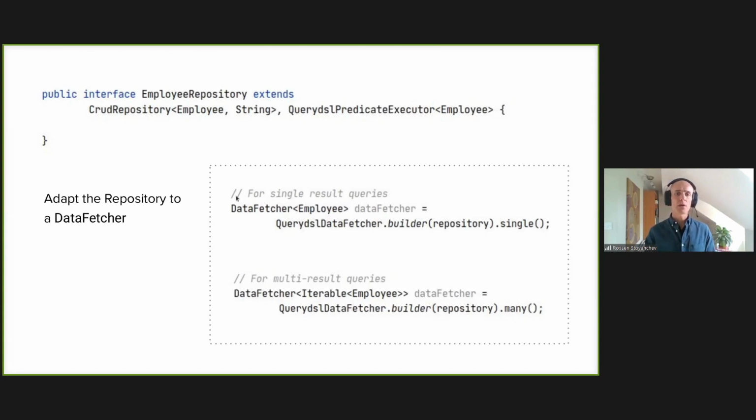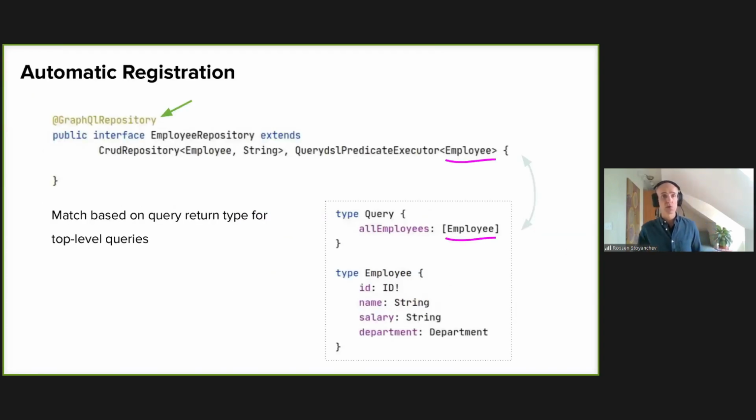And here you see an example of how you can use the Query DSL data fetcher to essentially wrap this as a data fetcher, adapt it, either for a single employee or for a list of employees. And now you've got a data fetcher, and you can register that against specific fields. And in case you're wondering, actually in milestone 2, we have automatic registration of these because we can notice that this is a repository for employees. And we can also notice that there's a top-level query that returns employees. And based on this match, we can actually automatically detect and register this.